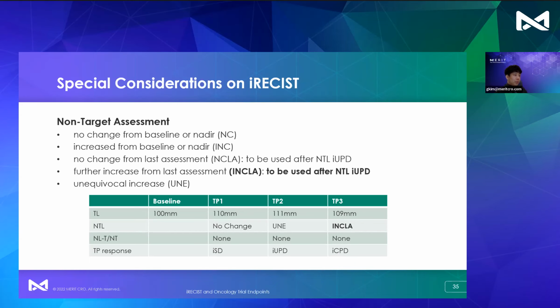Different cases would be an increase from the last assessment, which should be a different route in time point 3 for a different subject, where now the unequivocal non-target lesion shows a further increase from the last assessment. So this denotes that from the unequivocal progression, there was a slight more increase, and this will be noted as causing an ICPD because of the non-target lesions.